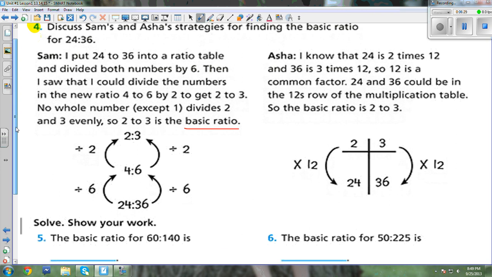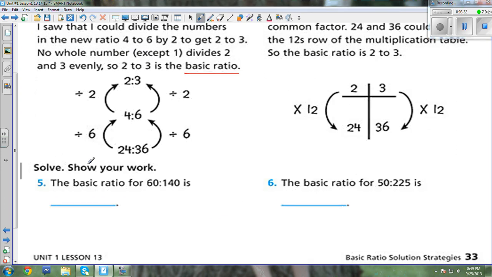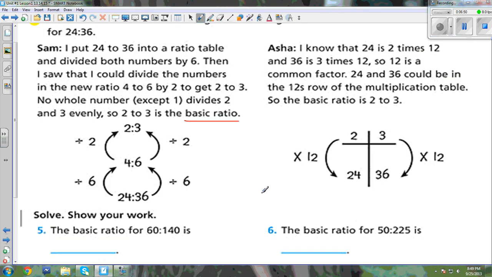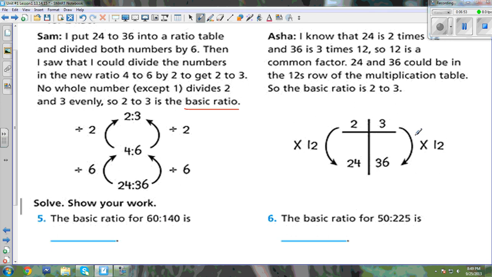Let's just look now at 5 here. It says solve, show your work. The basic ratio for 60 to 140 is. So again, you have 3 different ways of solving this problem. Factor puzzle. You could set it up like Sam did on the left here, or you could go on the right here and set it up that way. So the basic ratio of 60 to 140. What factor will go into 60 that will also go into 140? You could start with 1. 20 jumps out at me.